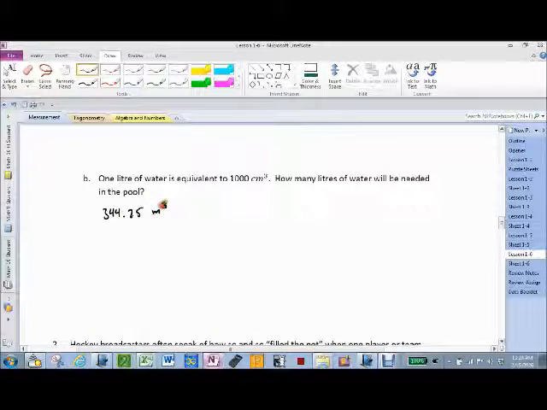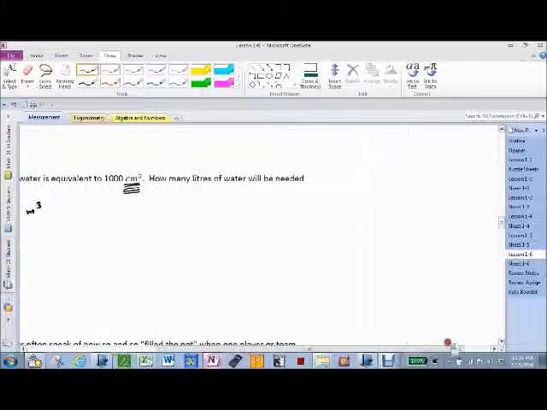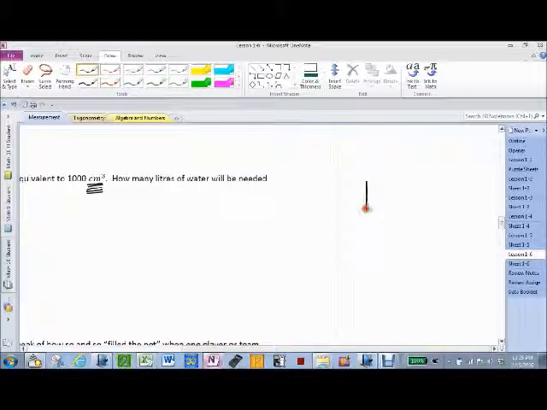So let's turn the page over. 344.25 meters cubed. Now this is a big problem. Bunch of my honors kids screwed this up too. 1 liter is 1,000 centimeters cubed. What do I have? Meters cubed. Is everybody with me on that? So I'm going to show you guys. I've already shown you this once. I'm going to show it to you again.